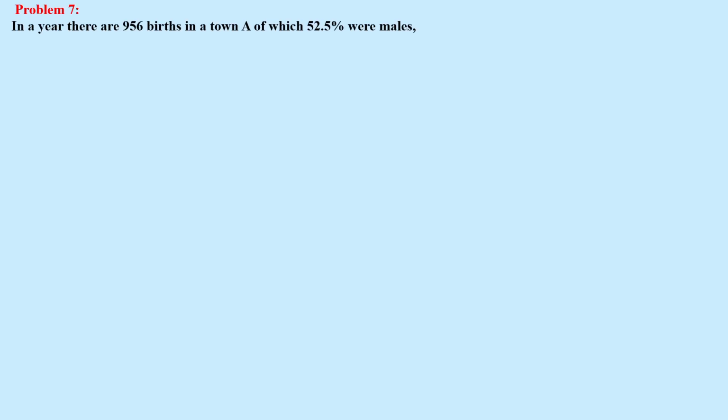Next problem. In a year, 956 births in town A, of which 52.5% are male, while in towns A and B combined this proportion in a total of 1406 births was 0.496. Is there any significant difference in the proportion of male births in the two towns?